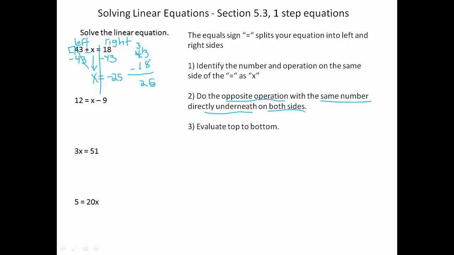So paying attention to the sign rules from section 1.9 is also super important because those are going to come up quite a bit when solving equations. So I'm left with x equals negative 25.